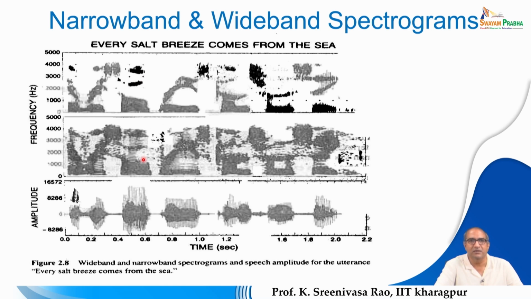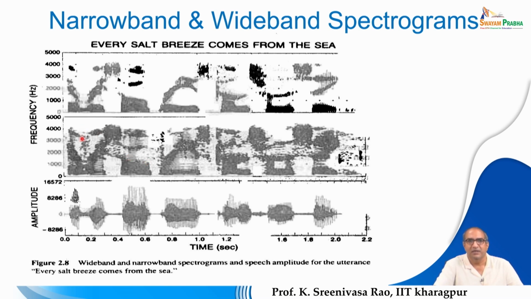Whereas in the narrowband spectrogram, we take a speech segment whose time duration is about 40 to 50 milliseconds. And the filters used will be narrowband, that means the filter bandwidth will be around 20 to 30 hertz.